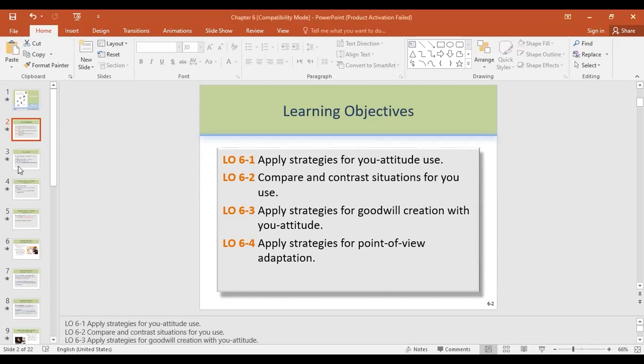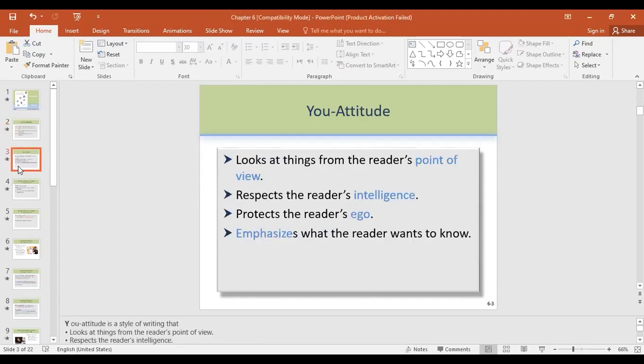Let's get started with slide number 1. You attitude is a style of writing that looks at things from the reader's point of view, respects the reader's intelligence, protects the reader's ego, and emphasizes what the reader wants to know. Let's say that you attitude is a concrete way to show empathy and the foundation of persuasion. You attitude is a matter of style.